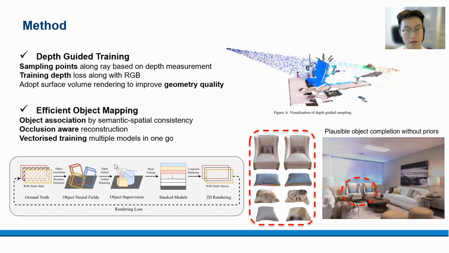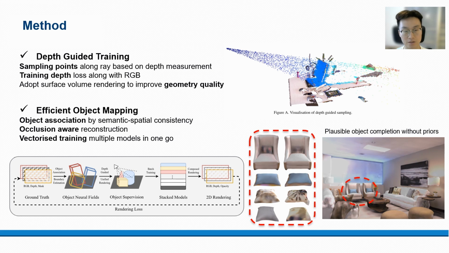Specifically, we have depth-guided training that efficiently focuses more on the object surface. By applying depth-guided resampling, additional depth supervision, and surface volume rendering, the geometry quality and convergence speed are obviously improved.